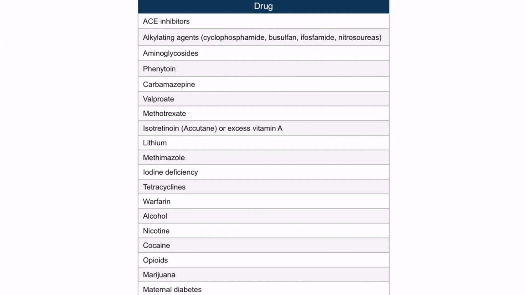So spending an entire lecture just going over the teratogenic effects of each of these drugs would be redundant and not an effective use of your time. After all, you need to know so much more about each of these drugs. So it's best to learn them in the context of the drug as a whole.